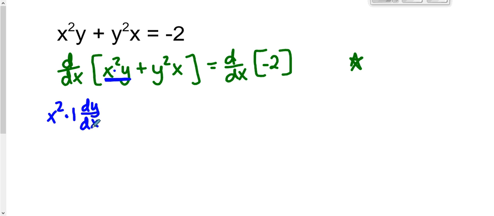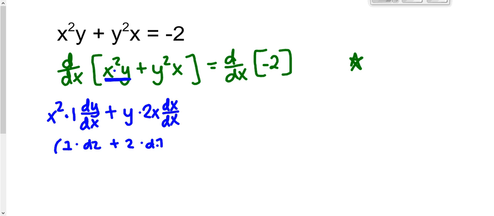So this is first d second plus second d first. I'm going to write y. I did not take the derivative, I'm just writing y. First d second plus second d first, so times 2x. I took the derivative dx of x with respect to x. So this was our product rule. I'll write it in parentheses. We did first times d second plus second times d first.